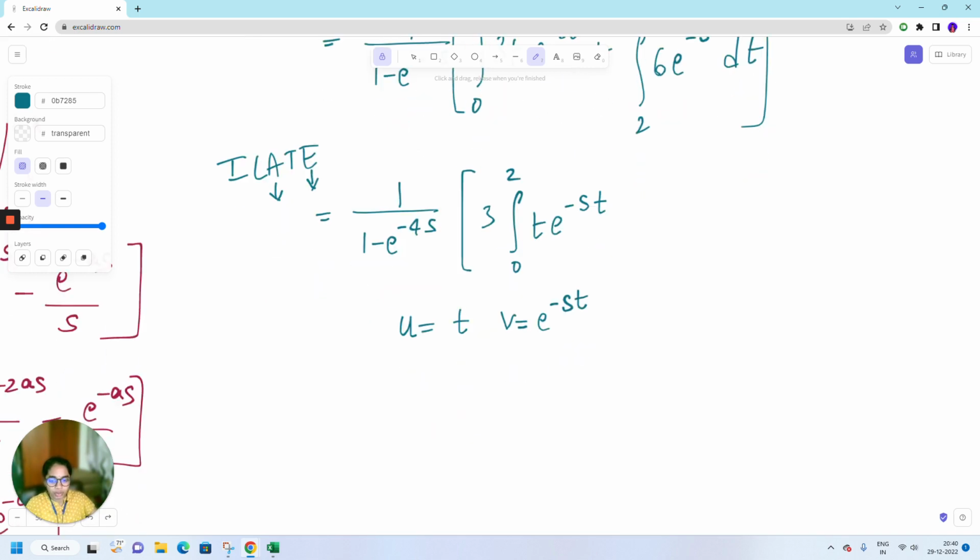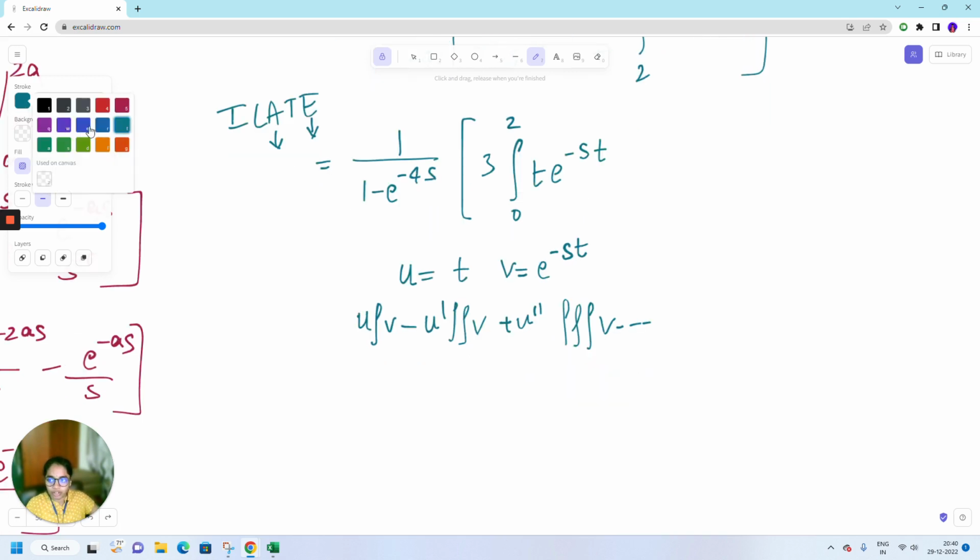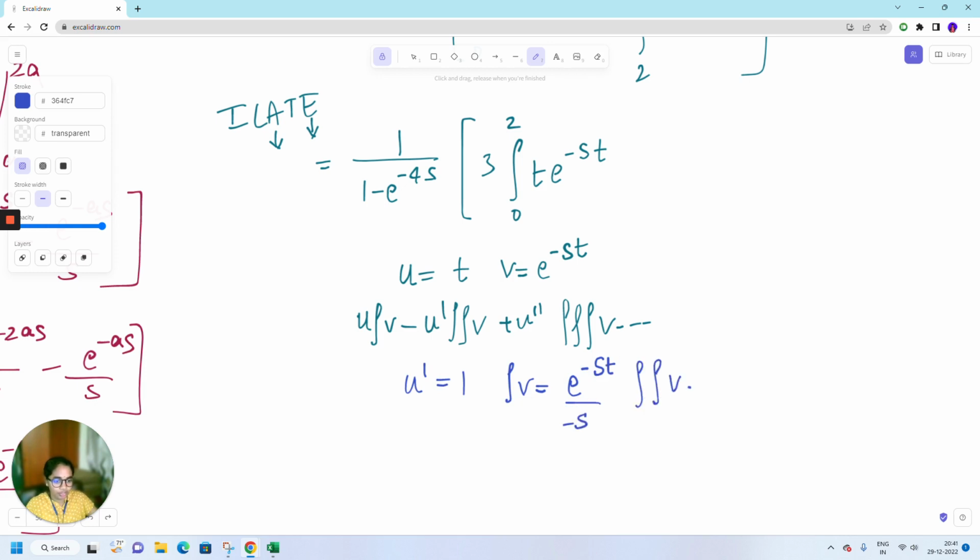Okay. So what is the Bernoulli's formula? That is u integration v minus u dash double integration v plus u double dash triple integration of v and so on. Now, if u is equal to t, what is u dash? U dash is 1. U double dash is 0. Agree? So now what is integration of v? Integration of v is e power minus st divided by minus s. What is double integration of v? That would be e power minus st divided by s square.